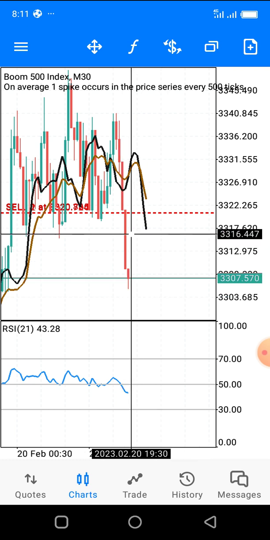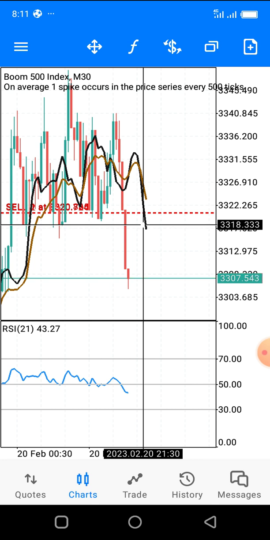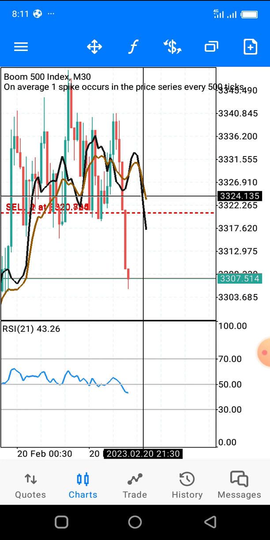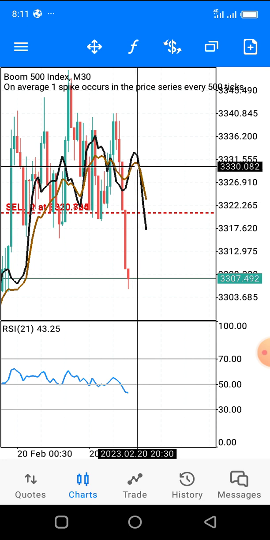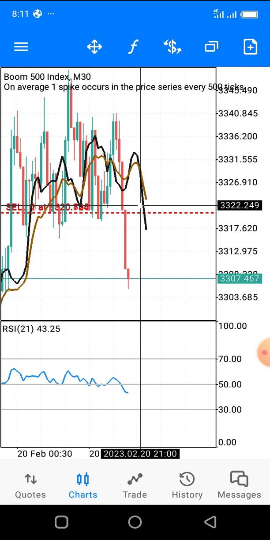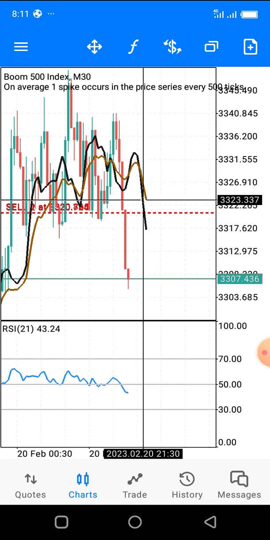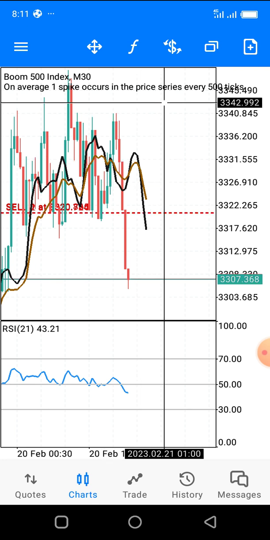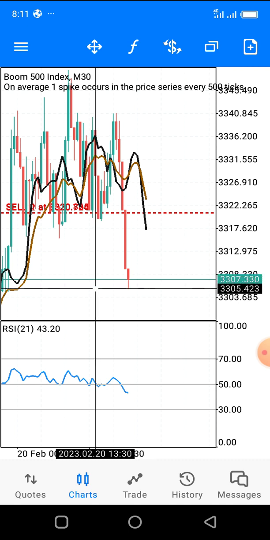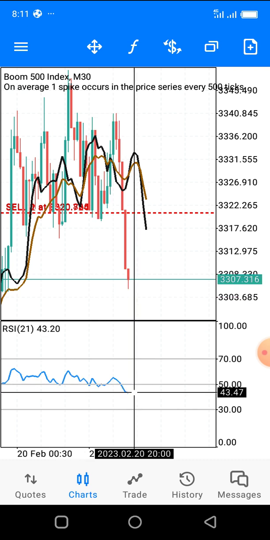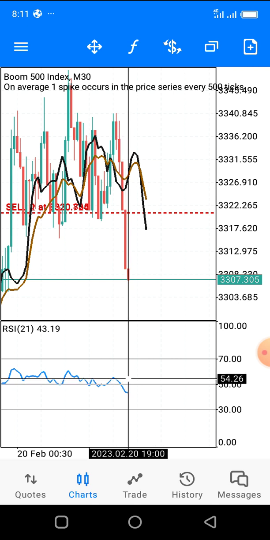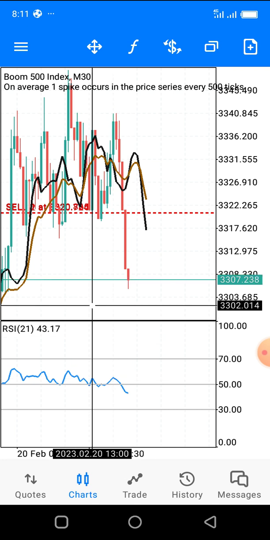Right here, the 5 period moving average is a short period compared to the 12 period moving average. So it will definitely move below the 12 period moving average in a case of sell trade. But in the case of buy trade, this black moving average will move above the 12 period moving average, and before you can buy such trade, this RSI indicator has to be reading above 50. But in this case, we are dealing with a sell trade right now, so we are not going to talk about a buy trade because this is a sell trade signal I'm showing you.